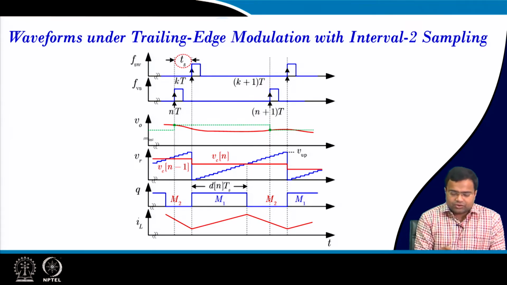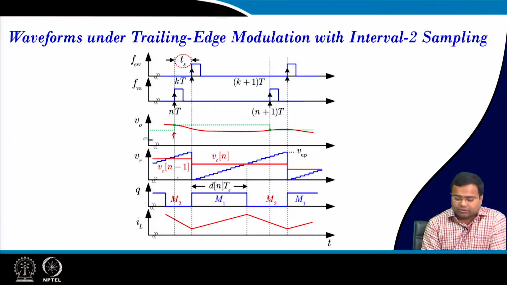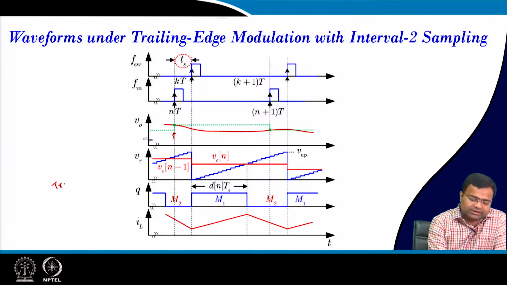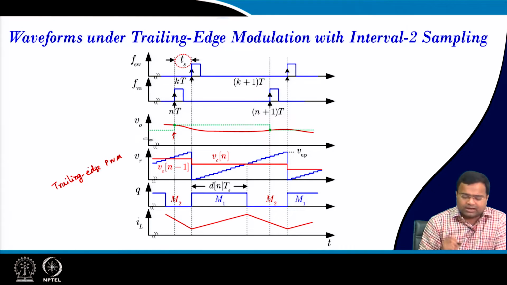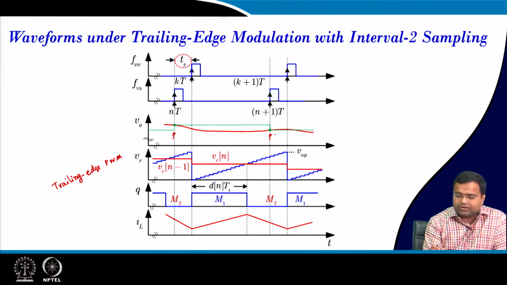How does it work? We will take the output voltage sample right here. We will take the sample somewhat earlier than the actual switch turns on, because we are talking about trailing edge modulation. So, this is under trailing edge PWM. Under this modulation we want to take the sample earlier than the switch is turned on, and that is why it is called interval 2, because as if we are taking the sample during the switch off time, which is mode 2.